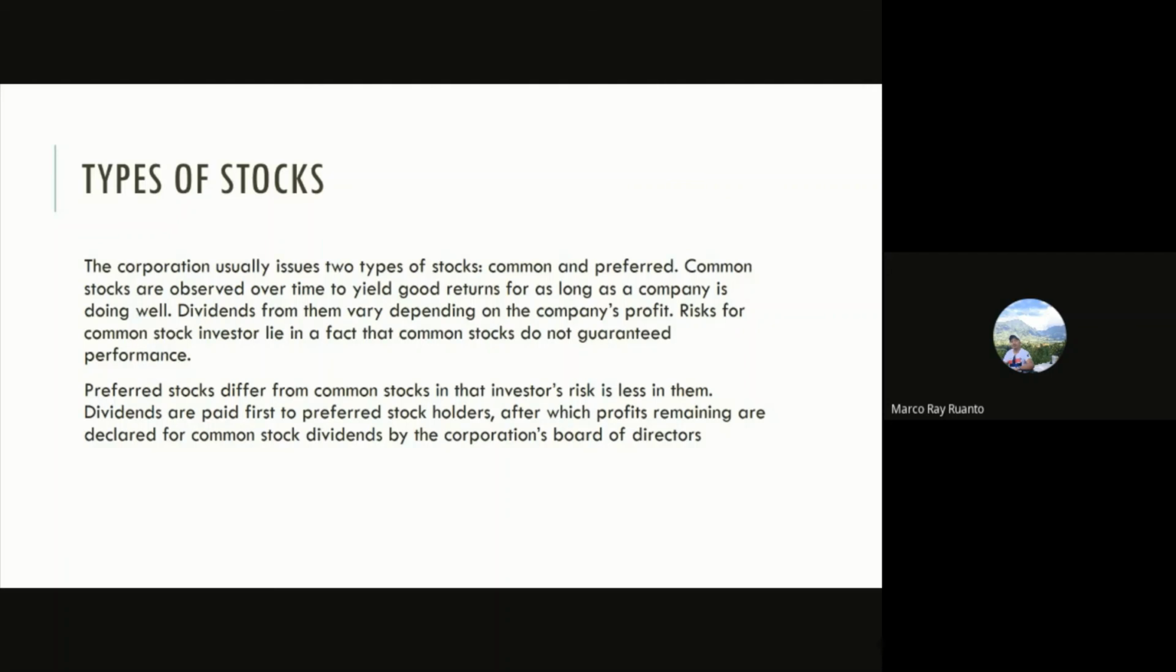The computation of dividends for preferred stocks uses the par value multiplied by the percentage of their share, times their net income. That's how it's computed. After the holders of preferred stocks have received their share, the remainder is distributed to the common stocks.